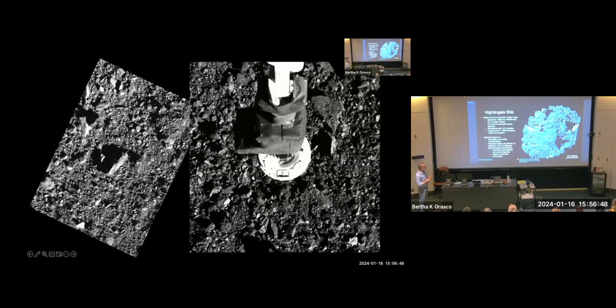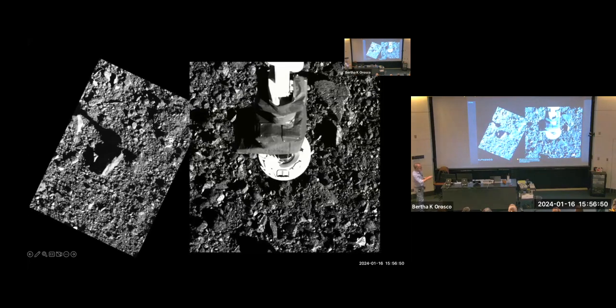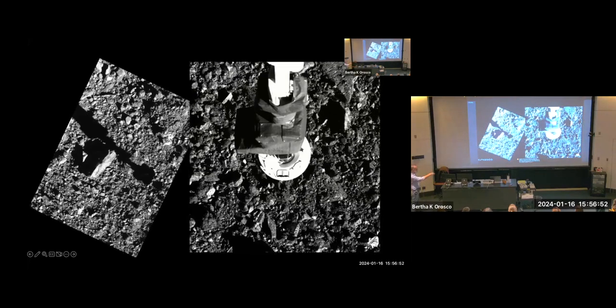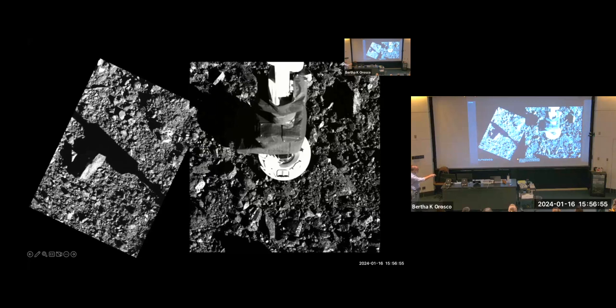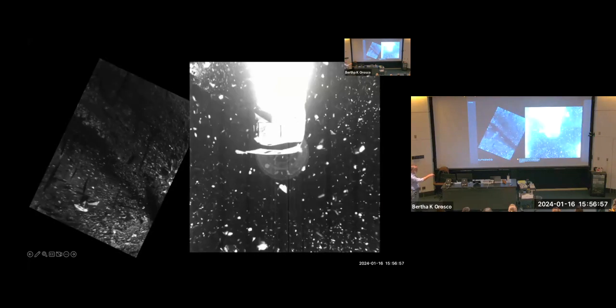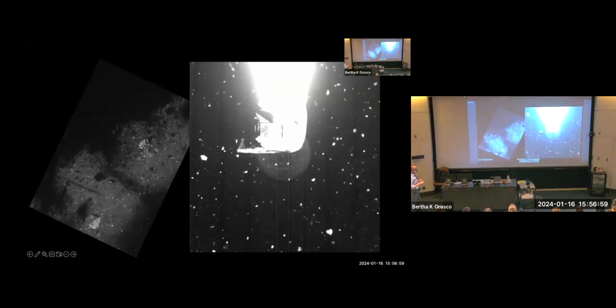Here you can see a couple cameras. This is the SamCam. And this is a side-looking NavCam. This is the shadow of the collector. This made contact with the asteroid surface at about 10 centimeters per second.